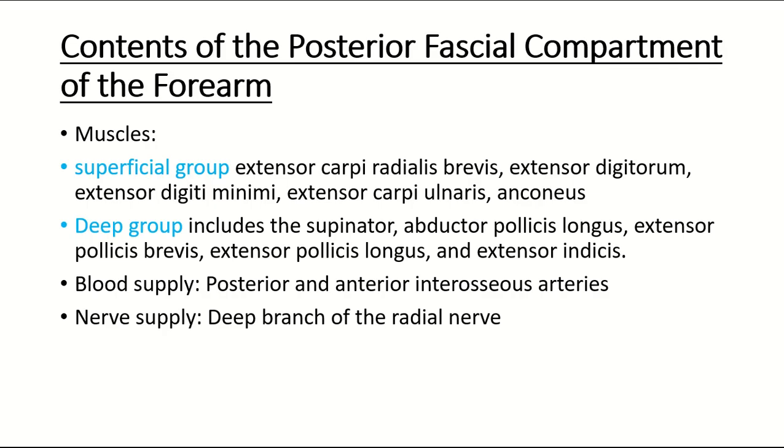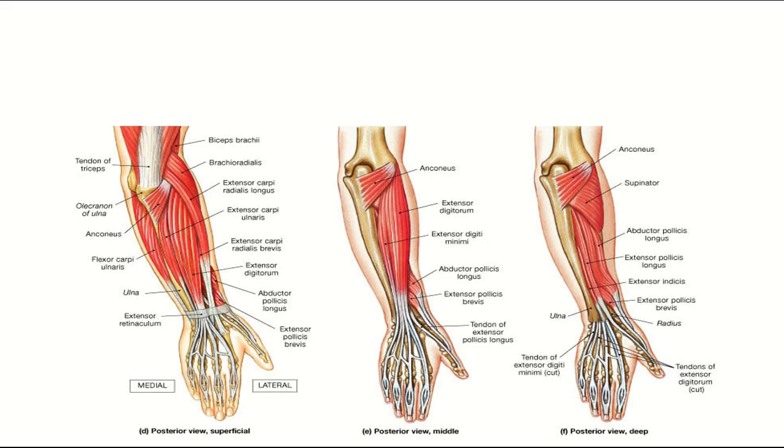Now we will study the muscles of the posterior fascial compartment of the forearm. The superficial group includes extensor carpi radialis brevis, extensor digitorum, extensor digiti minimi, extensor carpi ulnaris, and anconeus. The deep group includes the supinator, abductor pollicis longus, extensor pollicis brevis, extensor pollicis longus, and extensor indicis. The blood supply is by the posterior and anterior interosseous arteries, and the nerve supply is by the deep branch of the radial nerve.